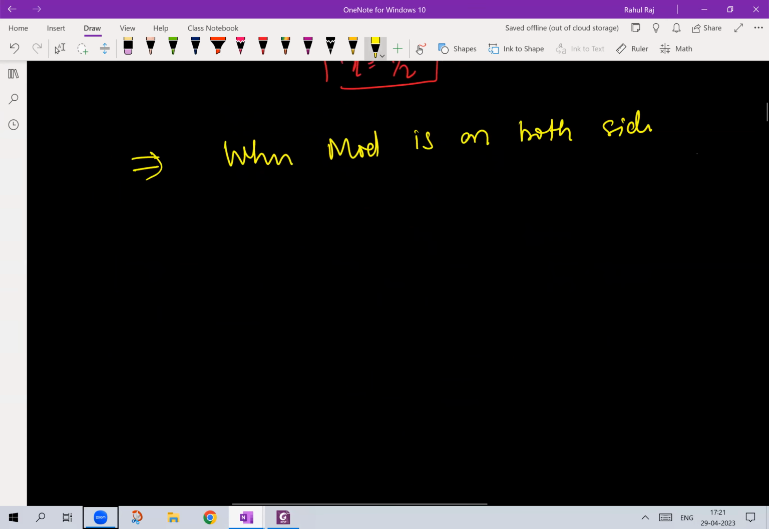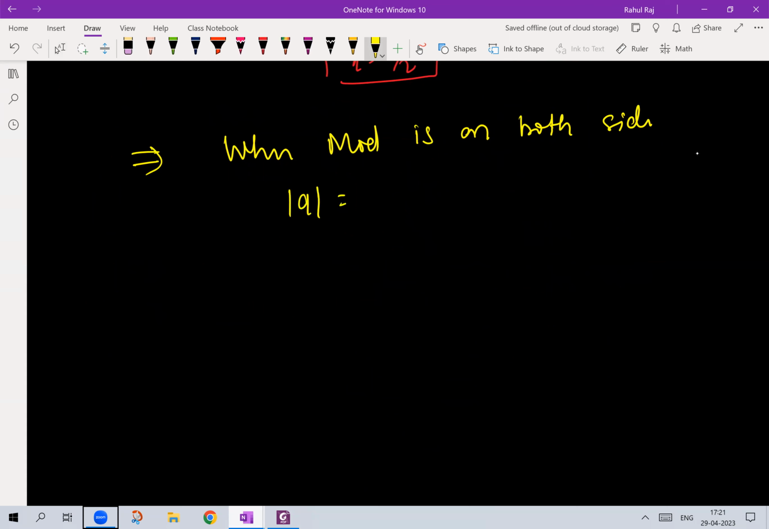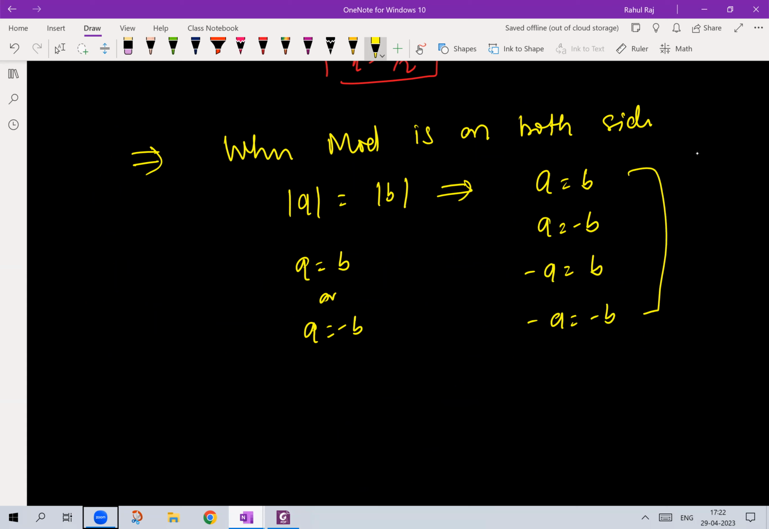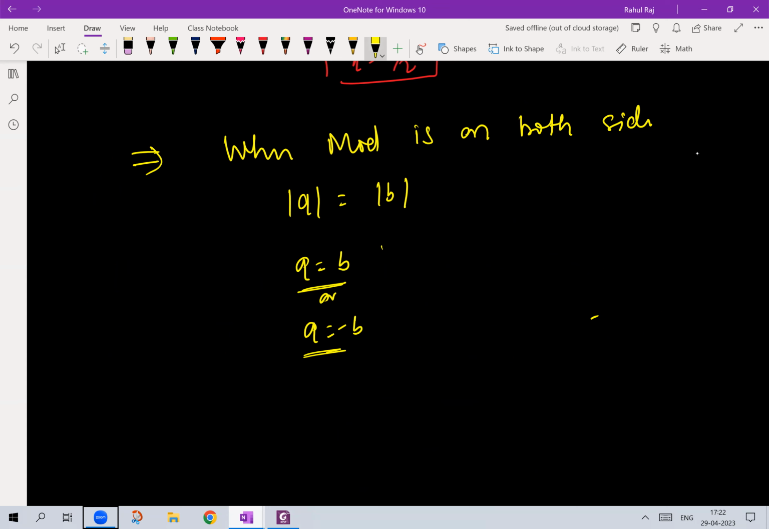So imagine if the equation is mod A equal to mod B, what exactly do you do? You just do A equal to B or A equal to negative B. That's it. If you have to evaluate this properly, it should be A equal to B, A equal to negative B, negative A equal to B, negative A equal to negative B. Technically, these two and these two are eventually the same entity. So if mod A equal to mod B, A should be equal to B and A should be equal to minus B. That's it. And please understand, if you solve any equation where mod is on both the sides, please ensure that both the values are valid values.